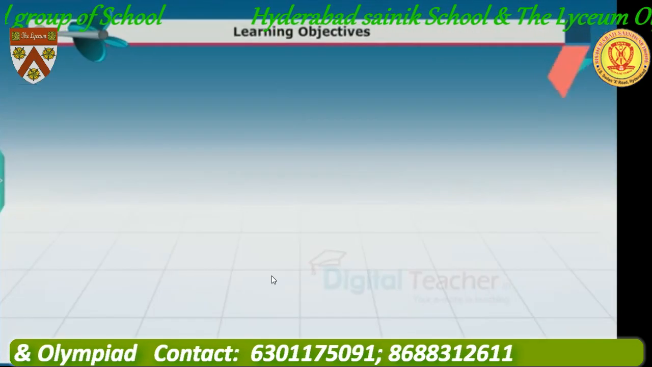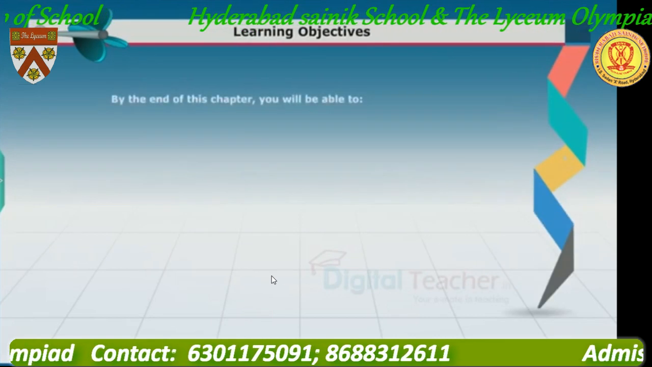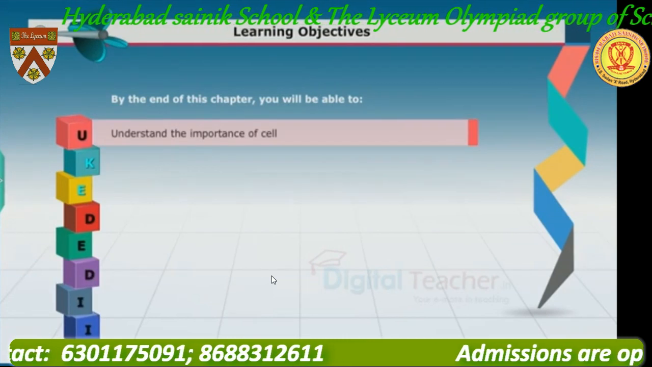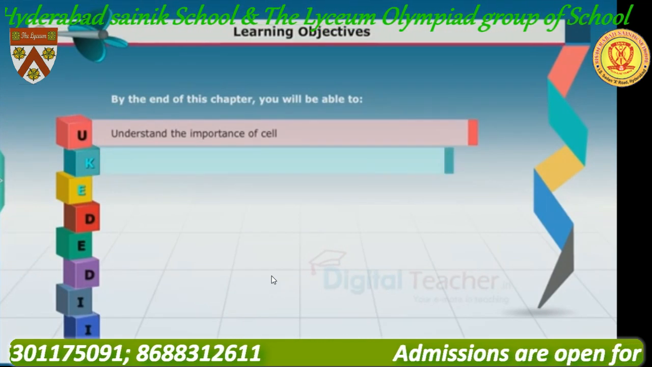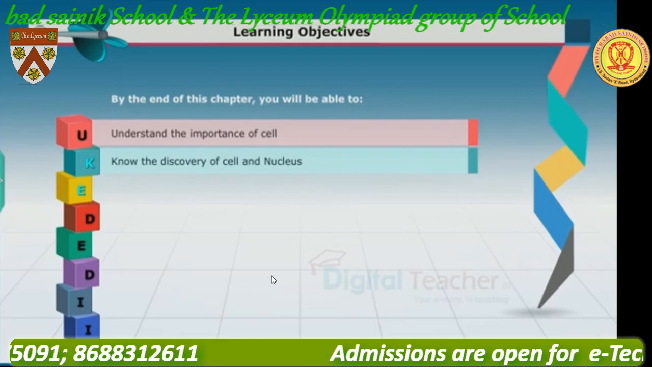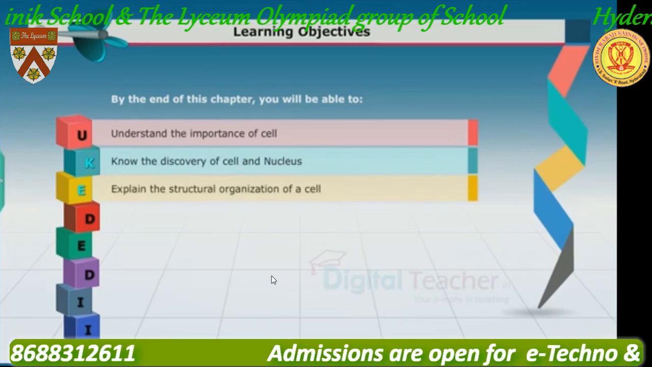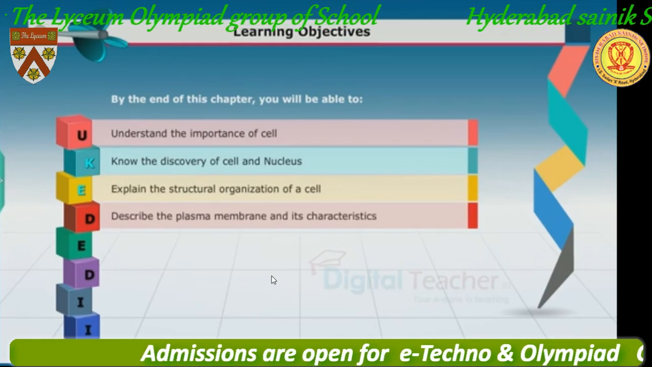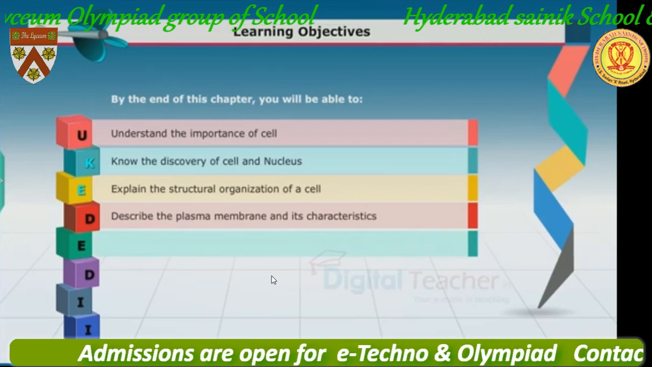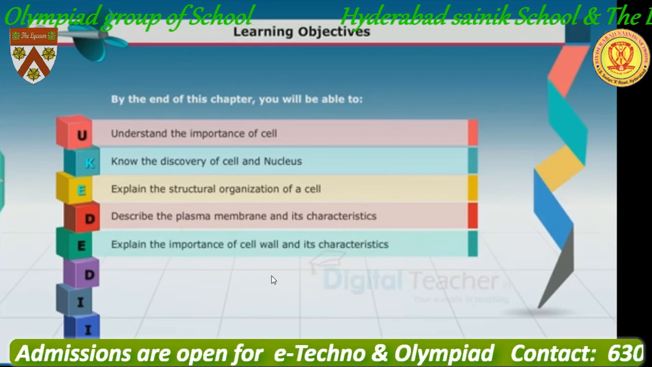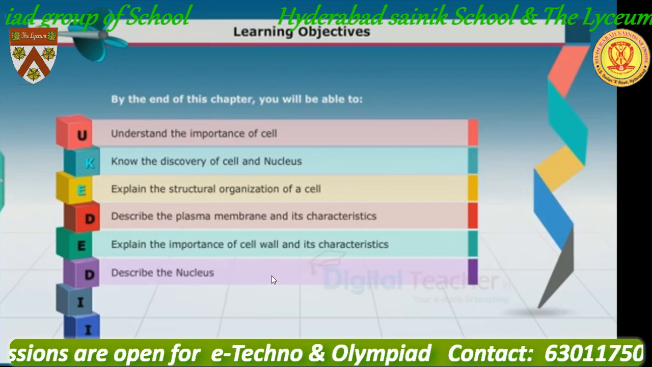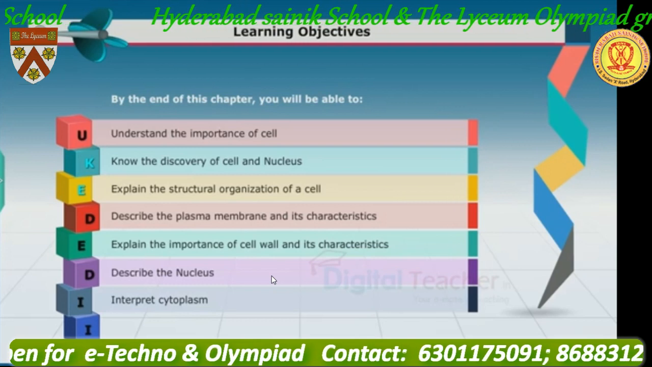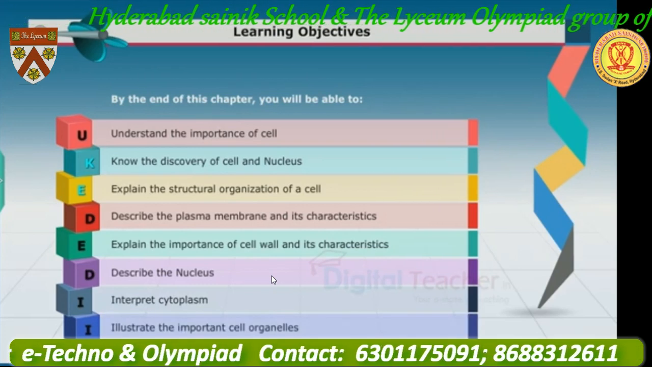Learning objectives. By the end of this chapter, you will be able to understand the importance of cell. Know the discovery of cell and nucleus. Explain the structural organization of a cell. Describe the plasma membrane and its characteristics. Explain the importance of cell wall and its characteristics. Describe the nucleus. Interpret cytoplasm. Illustrate the important cell organelles.